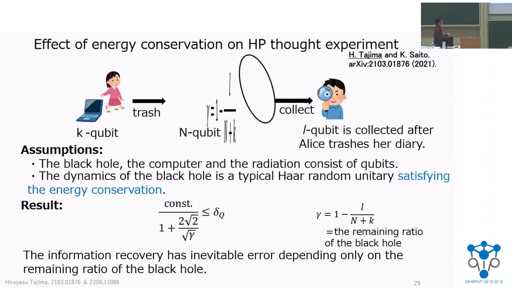And in this inequality, gamma is the remaining ratio of the black hole. So this inequality states that information recovery has an inevitable error depending only on the remaining ratio of the mass of the black hole.